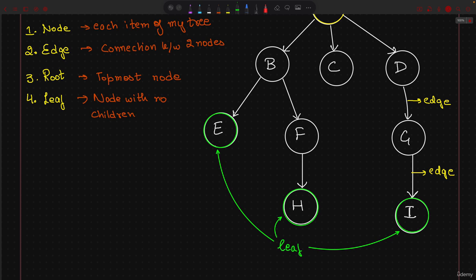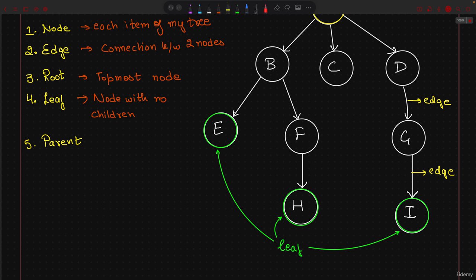Great. So the next one again is pretty easy to understand. Parent. I think we can easily understand this. B is the parent of E and F, right? So again, this terminology is coming from your overall family tree. B is the parent of E and F. C doesn't have any children, so it is not the parent of anybody. D is a parent of G. G is the parent of I. And of course, A is the parent of B, C, and D. Okay, so pretty easy to understand.